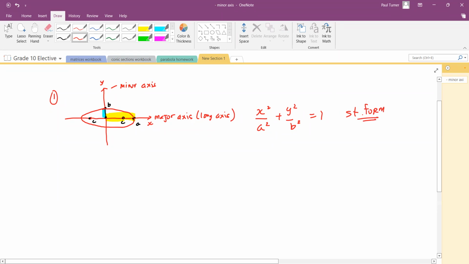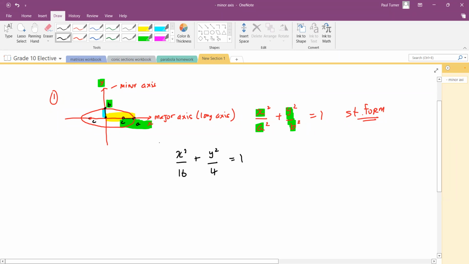So note how A and X match together. A and X and C will carry together. C and A will stay together. So we've got X over A and Y over B here for this case. So as an example, we could have x squared on 16 plus y squared on 4 equals 1.